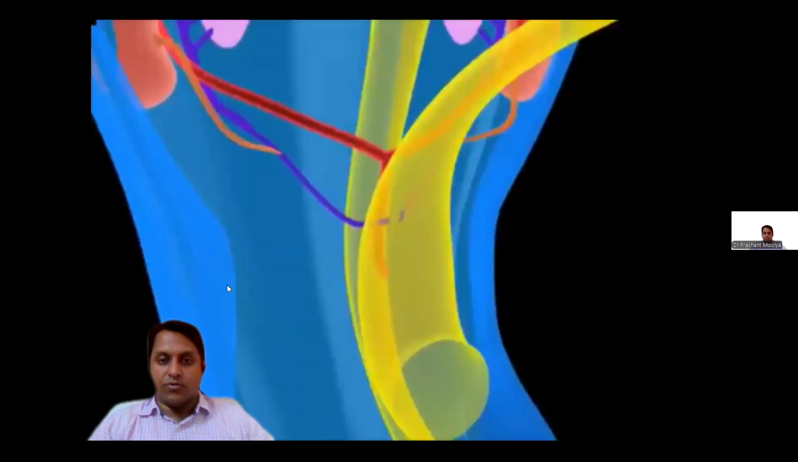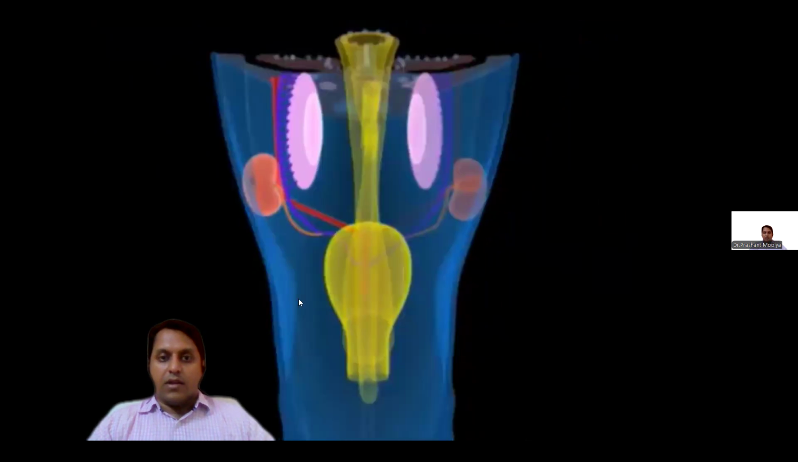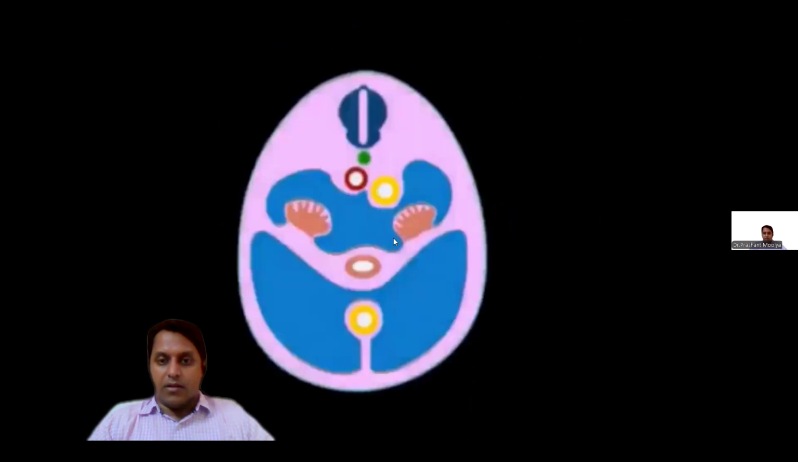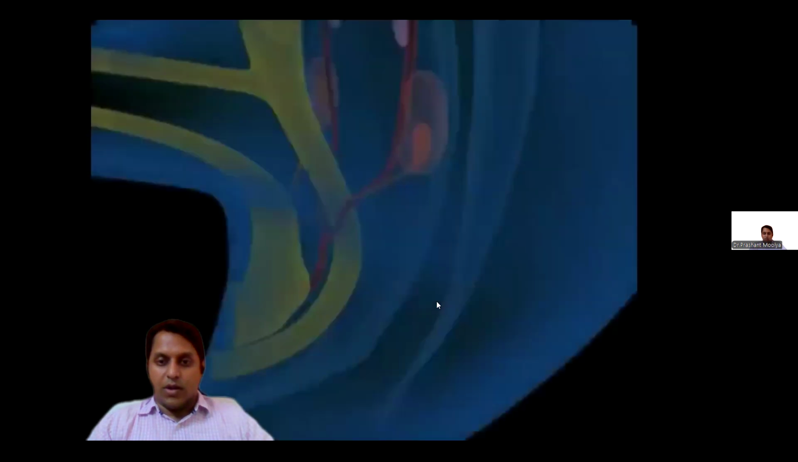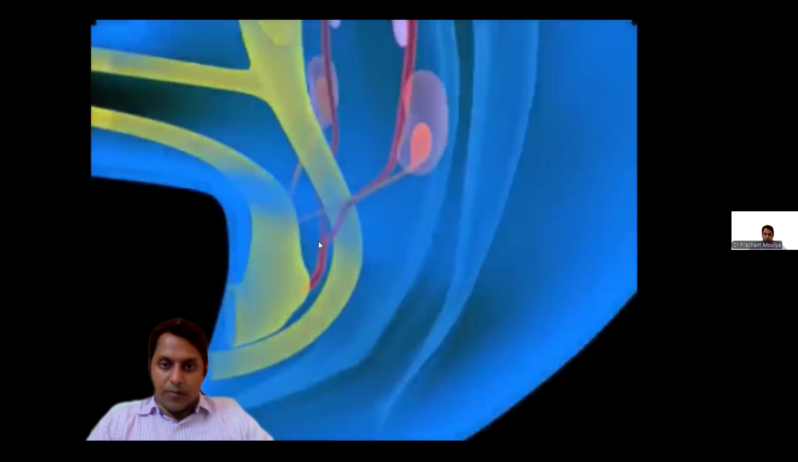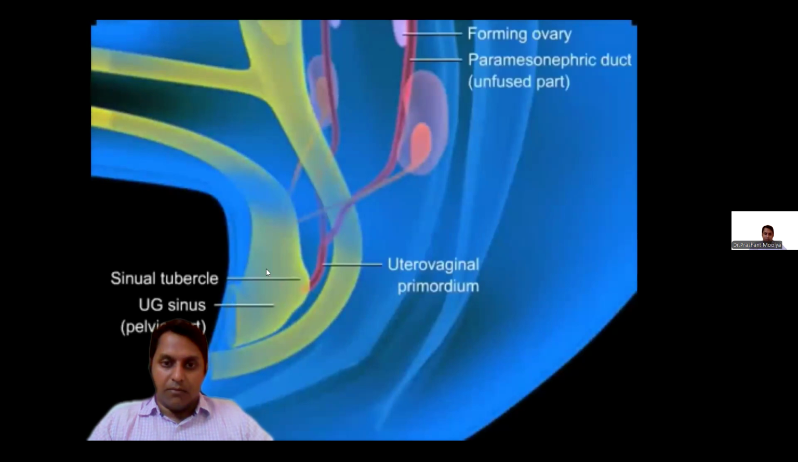Formation of the female reproductive tract: the mesonephric duct degenerates, and this section represents the uterus, present in the intermediate position, with the ovaries here, the developing bladder here, and the rectum. This is the rectouterine pouch, and this is the vesicouterine pouch. This is the adult stage where you can see the uterus forming between the rectum and the developing bladder.